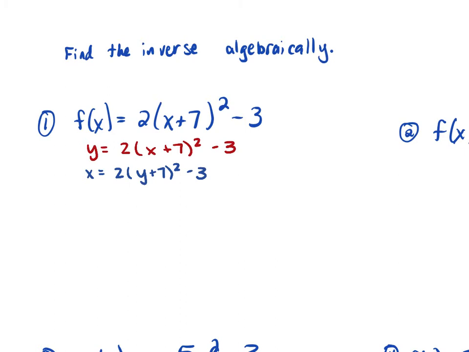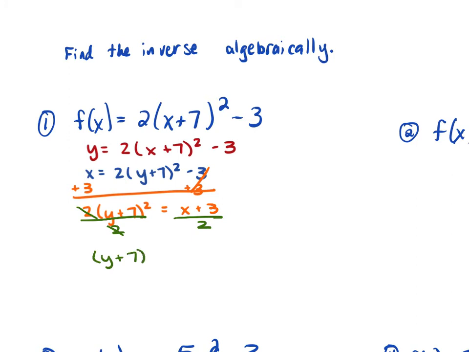Next, solve for y. So we're going to move the 3 over by adding it to both sides first. This gives us 2 times y plus 7 squared is equal to x plus 3. From here, we're going to divide each side by that 2. So we have y plus 7 squared is equal to x plus 3 over 2.